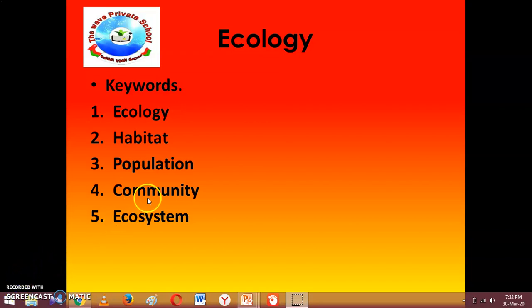The next one is community. As I told you, the tadpoles in the pond form the population, but are only the tadpoles found in the pond? No. You will see more types of animals and plants also in the pond. So for the pond example, tadpole will not be the only organism living in the pond. There will be many other kinds of animals and plants making up the pond community.